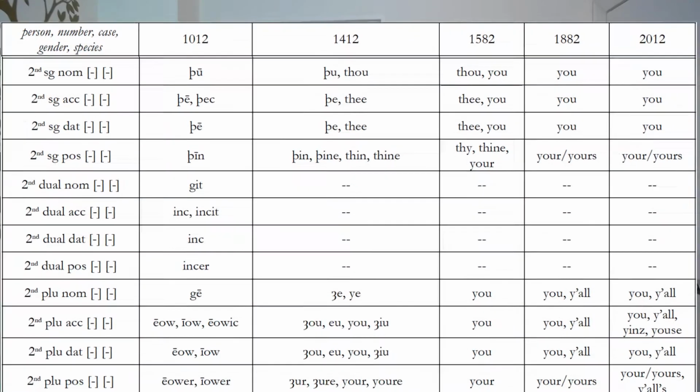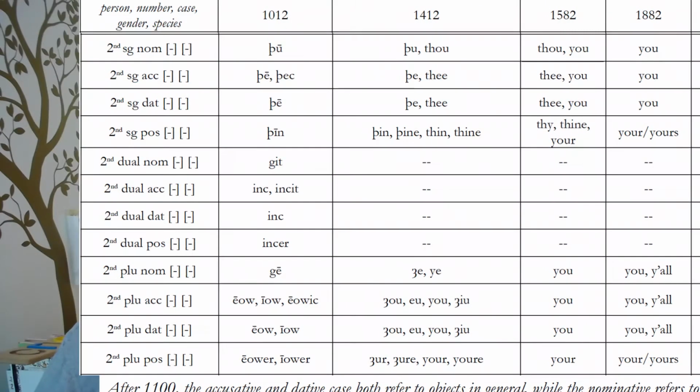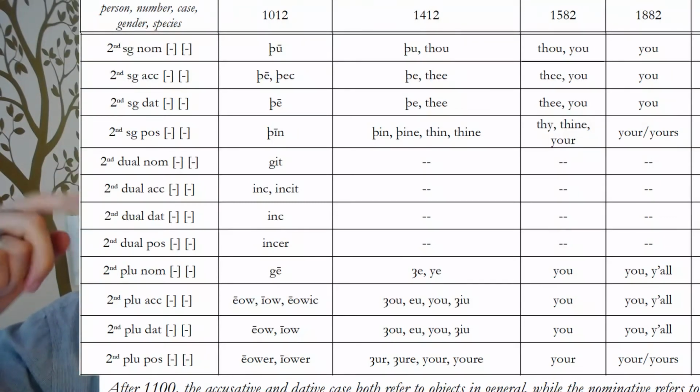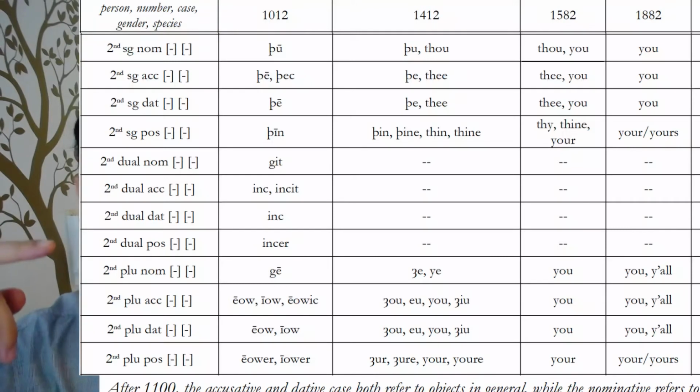All right, and we have the dual for second person as well, where we had wit before, now we have git. We have git, inc, incer for just the two of you, right? Imagine that for, like, say, a wedding. All right. And then second person plural, we get the forms ge, eow, eower, which becomes ye, you, your.